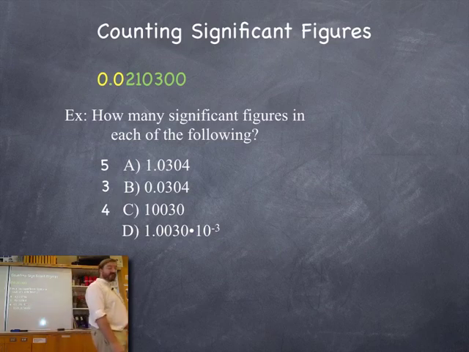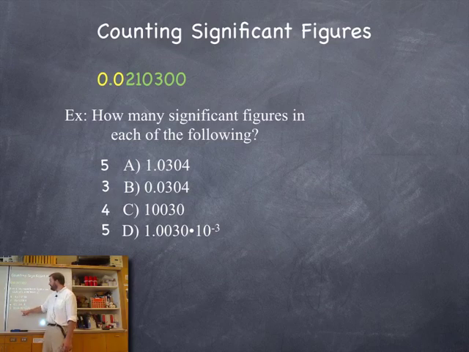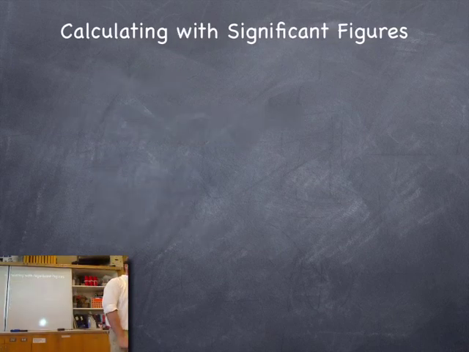Finally, the last one in D, how many do I have? 5. 1, 2 captured zeros, 3 0. This 0 counts this time because the decimal point is written. There's a decimal point written with the number, it counts. Okay? Now, we can look at a number and figure out how many sig figs it has.